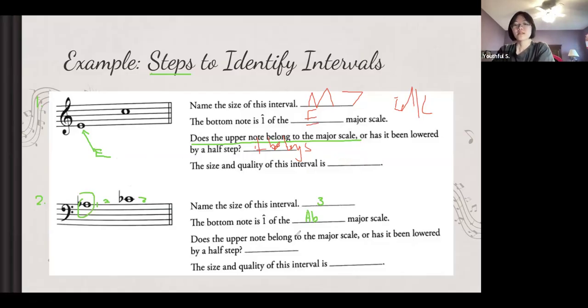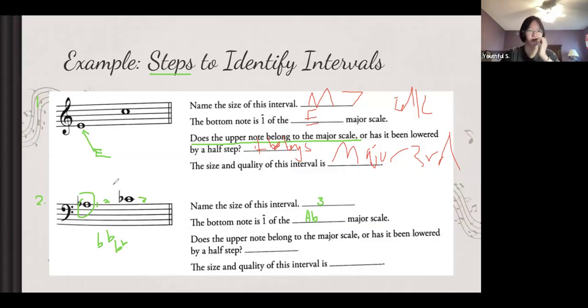And then does the upper note belong to the major scale or has it been lowered? So be careful here. A flat major has 4 flats: B, E, A, and D. So C is not one of those. So it's not part of its key signature, which means that it has to have been lowered.